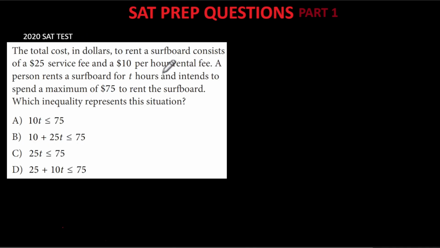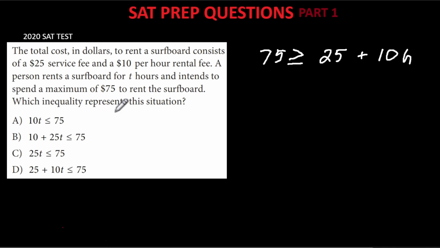This one's asking you to set up an inequality, and the maximum you're willing to spend to rent the surfboard is $75. Since that's the biggest number, we're going to put a greater than here. But it can also be $75, so it's greater than or equal to. And then it says that there's a $25 service fee, so it starts off with a $25 service fee plus it's $10 for each hour that you rent it, so 10 times 8.